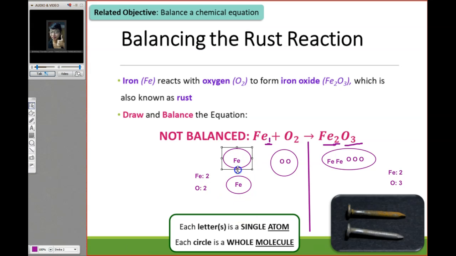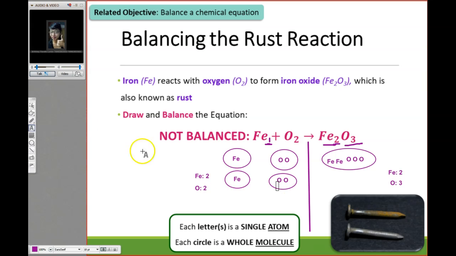Great, so that looks good so far. Now let's go ahead and address the oxygens. I have 2 oxygens on the left. I have 3 on the right. Which side needs more? Yes, again, the left side needs more. So one more time, should I add another Fe or add another O2? Yes, let's add another O2. That's the only thing that contains oxygen. Remember, we can only add more of what we already have. So here's another O, another O. So now I have 4 oxygens on the left.